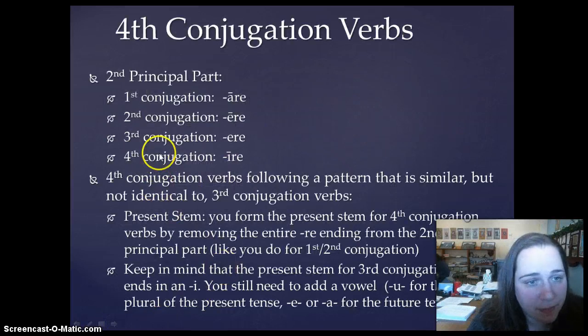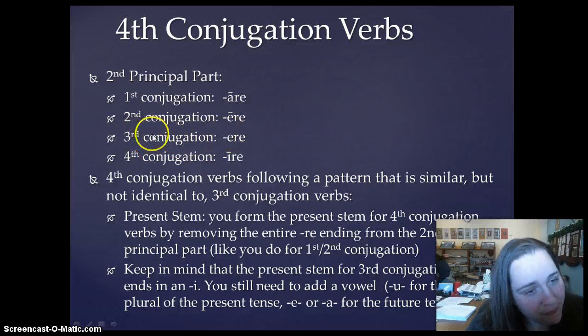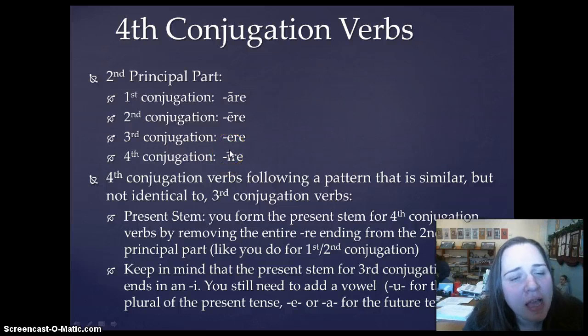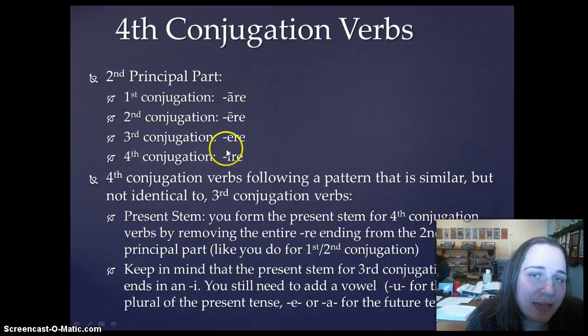So, just as a review, you can tell what conjugation a verb is in from its second principal part. All first conjugation verbs end in -are. Second conjugation, -ēre with that important macron. Third conjugation, -ere without that macron, and now fourth conjugation, -īre with a macron over the I. The fourth conjugation verbs are going to follow a pattern that is similar but not identical to third conjugation verbs.